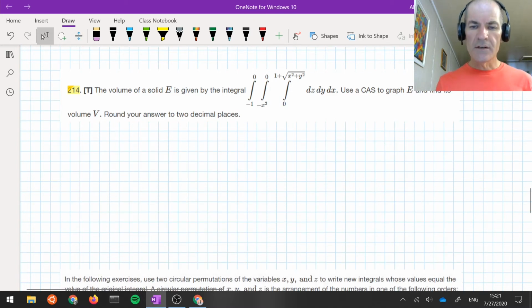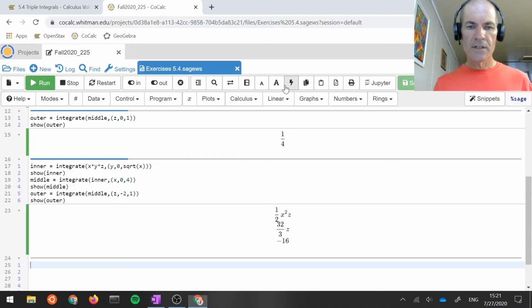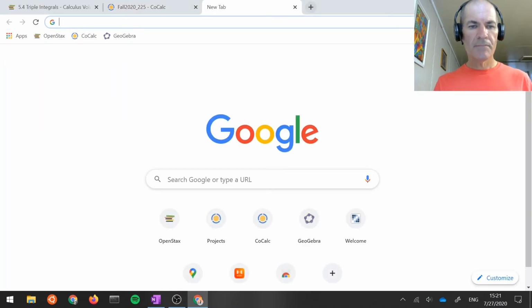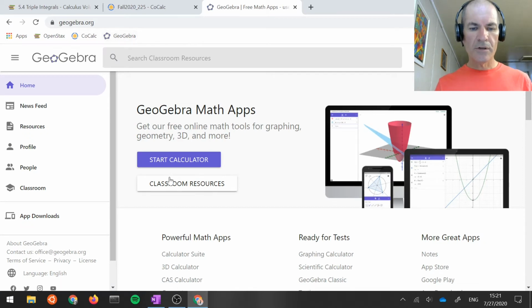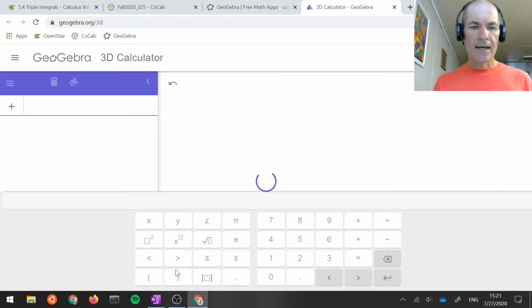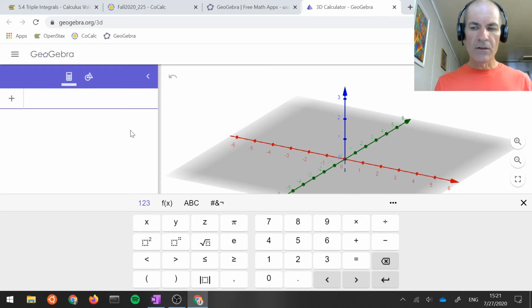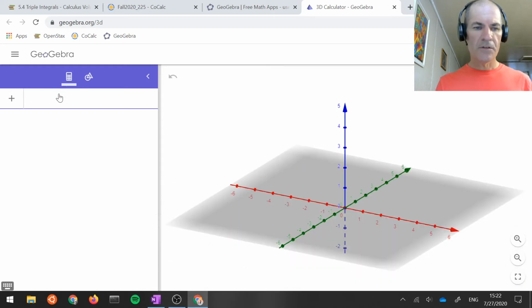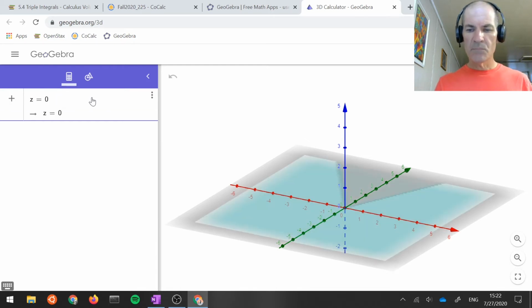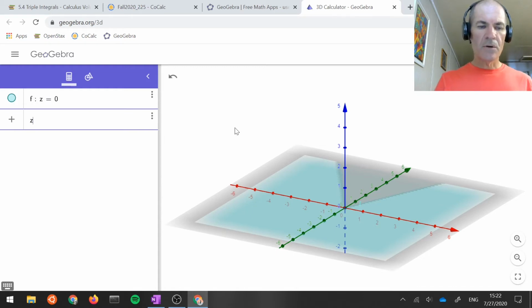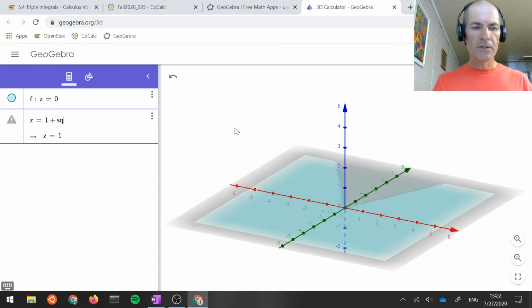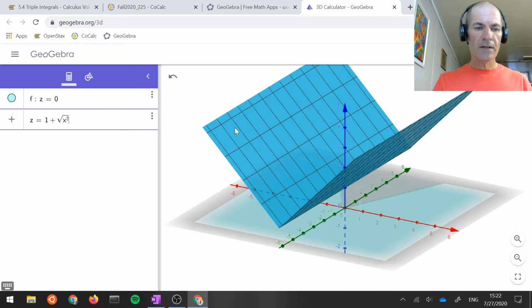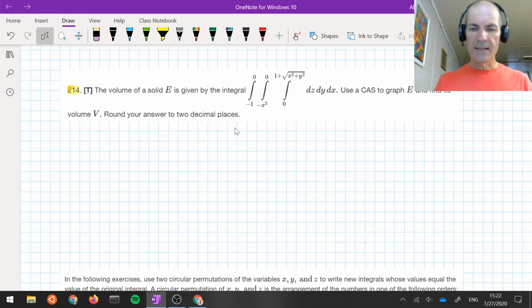We see that z goes from 0 up to this shape. Let's use GeoGebra to get a grip on what this looks like. So we'll fire up GeoGebra and run the 3D calculator, and we'll just plot all of the various surfaces. So z equals 0. GeoGebra happily gives you this plane right here. And z is going to also go up to 1 plus the square root of x squared plus y squared. I think that's it. Yes.